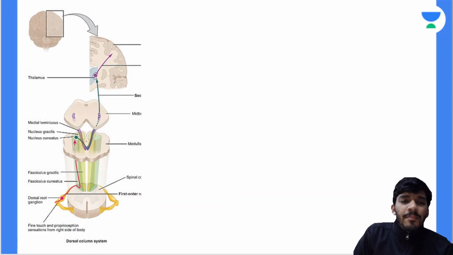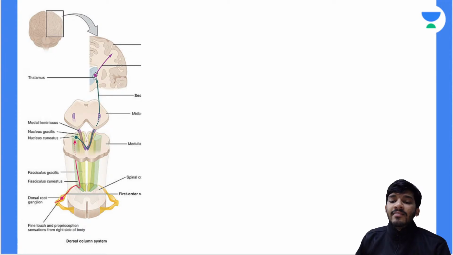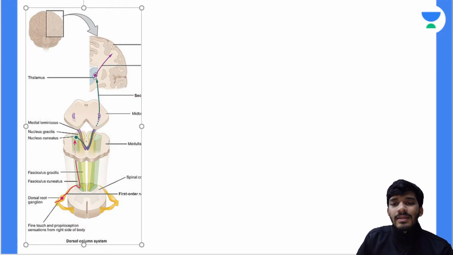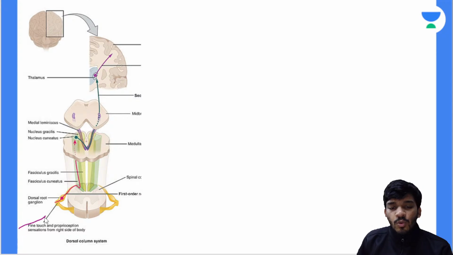So what is happening here? You can see the multiple levels at which this is happening. Let's start from the very beginning. Let's say you start with a Pacinian corpuscle, which was bringing the sense of vibration, right? That Pacinian corpuscle comes into the dorsal root ganglion.